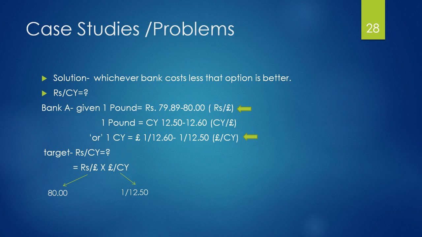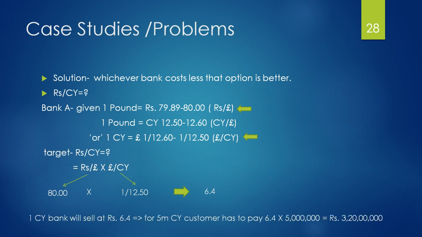Now we can find our desired rupees per Chinese yuan by simply multiplying both these figures, and we finally get 6.4. Thus, this is the offer rate for rupees per Chinese yuan. That is, the bank will sell 1 Chinese yuan at rupees 6.4. This implies for 5 million Chinese yuan, the customer has to pay 6.4 into 5 million, that is rupees 3.20 crores.